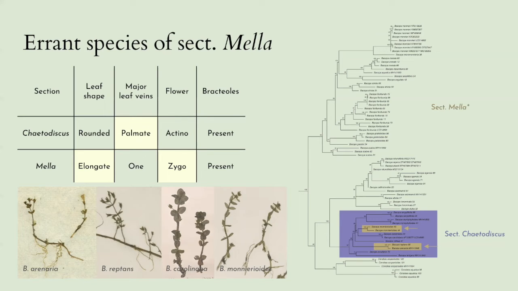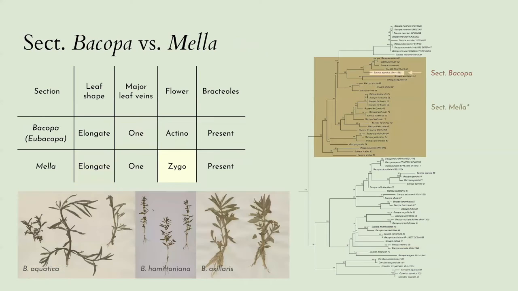And here are the members here. Bacopa arenaria, reptans, and monnieroides are historically classified in section Mela. They do have somewhat elongate leaves, but otherwise they're coming in not too different from what we see in species of section Chaetodiscus. And I've highlighted one here, Bacopa caroliniana, which has at times a little more elongate leaves, if you wanted to use that as your characteristic to move forward with. So those species can now be considered within section Chaetodiscus.